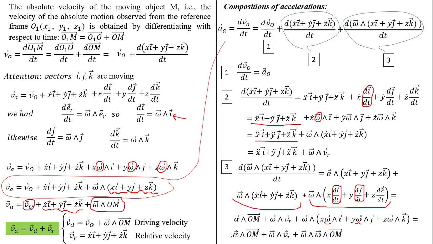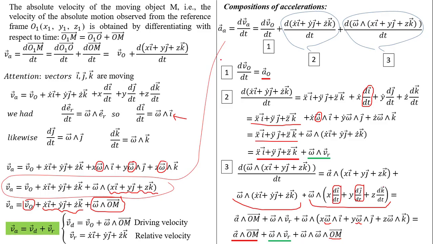And finally we'll have alpha, which is equal to d omega over dt cross OM plus omega cross Vr plus omega cross (xi plus yj plus zk), which is OM. OM is xi plus yj plus zk, and this is the third vector here.